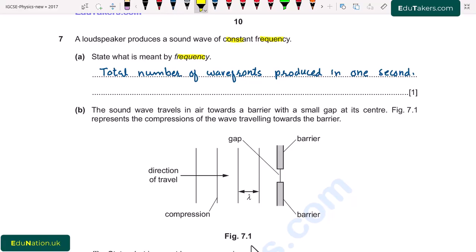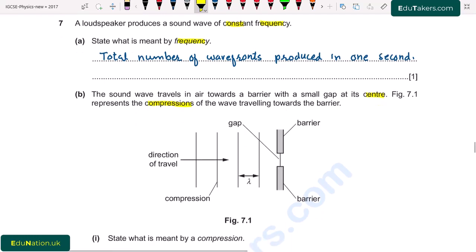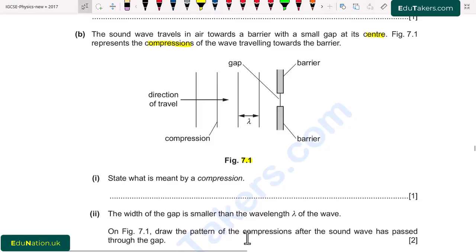Part B. The sound wave travels in air towards a barrier with a small gap at its center. Figure 7.1 represents the compressions of the wave traveling towards the barrier. So here is figure 7.1. We can see that there is a barrier and there is a small separation in this barrier, and these are the compressions. The distance between these compressions is equal to the wavelength, represented by lambda here, and the direction of travel of these compressions will be from left to right.